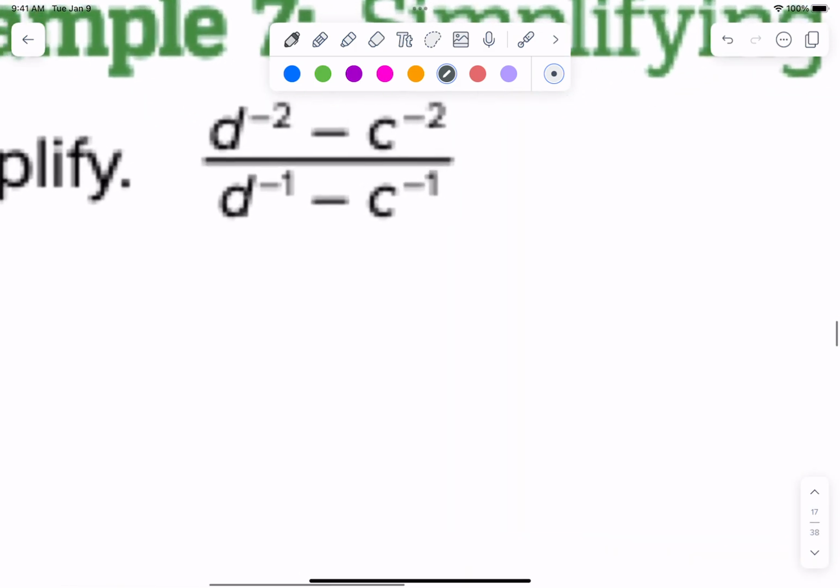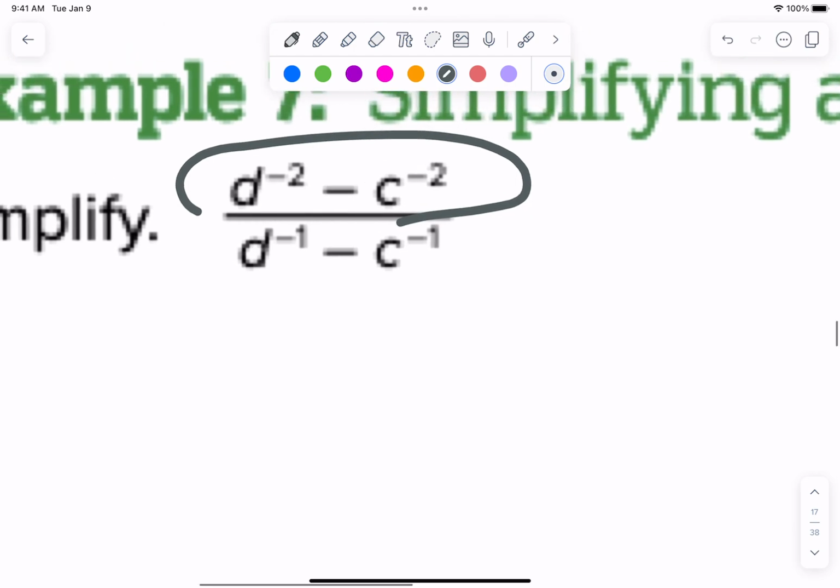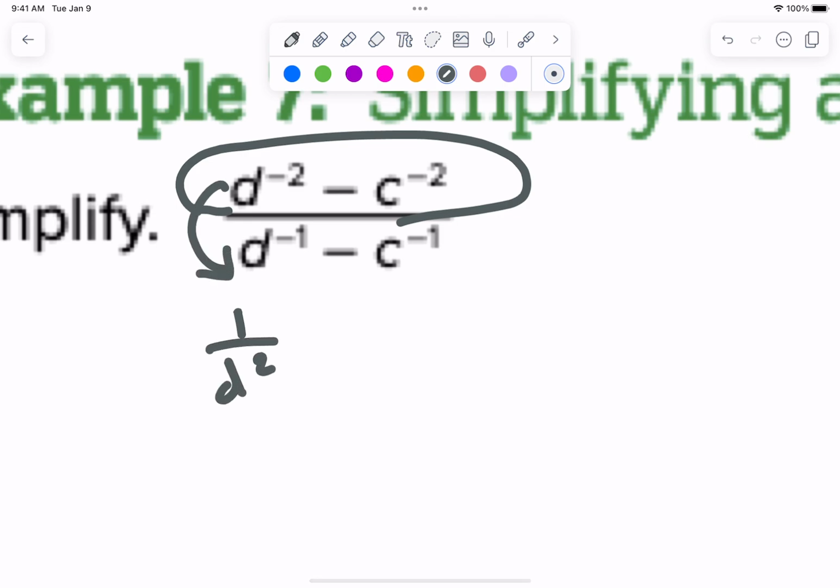All right, let's do another. Here we go. Why did they throw that stuff on there? I don't know. Like the negatives, you mean? Yeah, well, okay, but we're dealing with the top. What does it mean when it says d to the negative 2 power? You have to flip it over. So I'm going to make it 1 over d squared. I'm not going to flip him to the bottom here because he's attached to the c. So I'm just going to make him look like that.